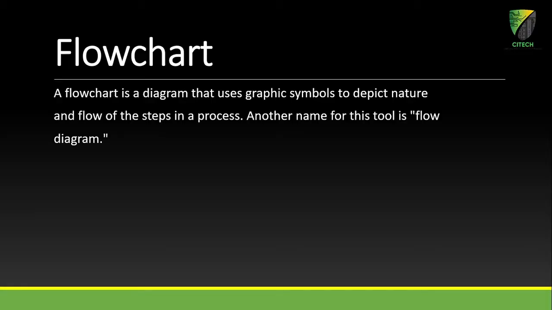What is a flowchart? A flowchart is a diagram that uses graphic symbols to depict the nature and flow of the steps in a process. Another name for this tool is flow diagram. A flowchart basically explains the step-by-step flow of a process.